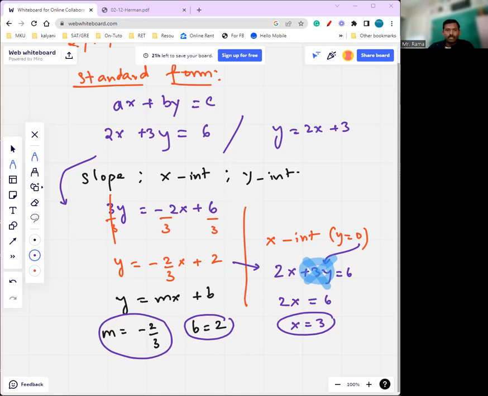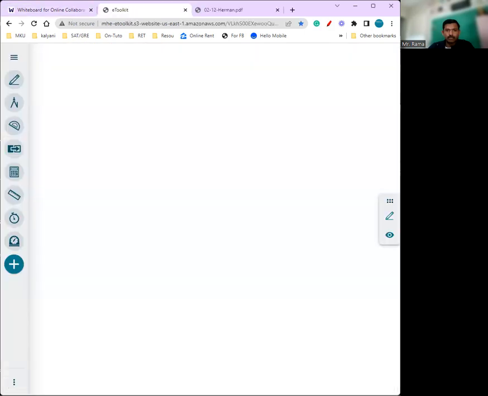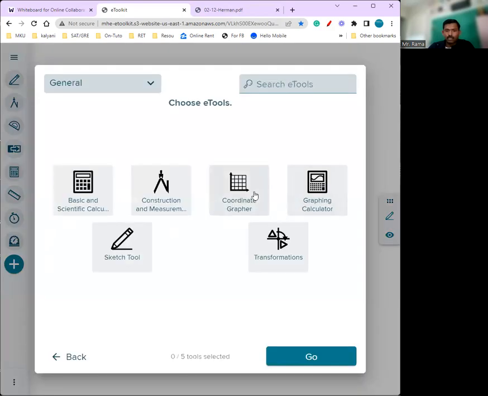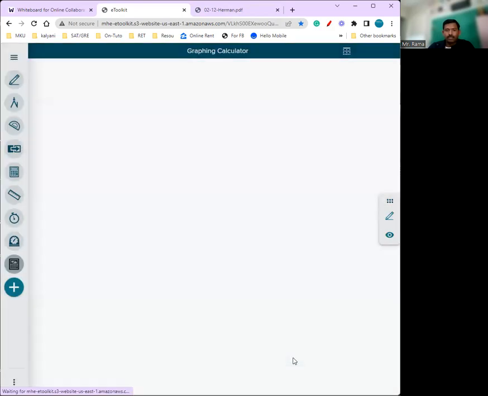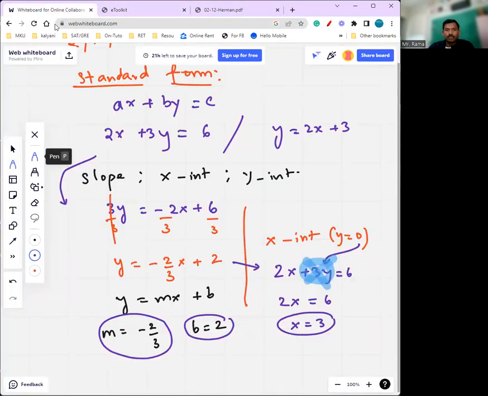So in order to understand this concept, for some reason my extender monitor is not working, so I couldn't connect it. Okay, now just to get an idea, if I take a graphing calculator and put in this equation, y equals negative 2/3 x plus 2.